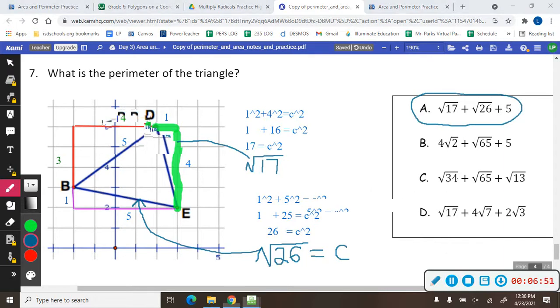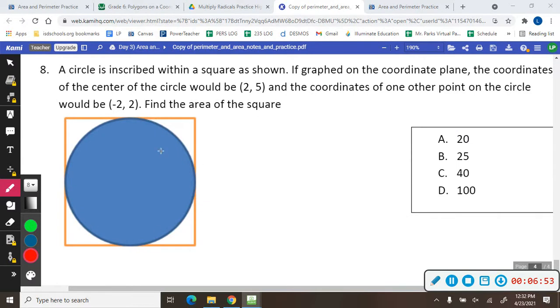A circle is inscribed within a square. What does that mean? That means the circle touches right here, touches right here, touches right here, and touches right there. Okay, so we have a circle inside of a square, just like the picture shows. If graphed on the coordinate plane, which they do not provide, the coordinates of the center of the circle would be 2, 5. So right about the center of the circle, I'm not very good at this kind of thing, that would be 2, 5.